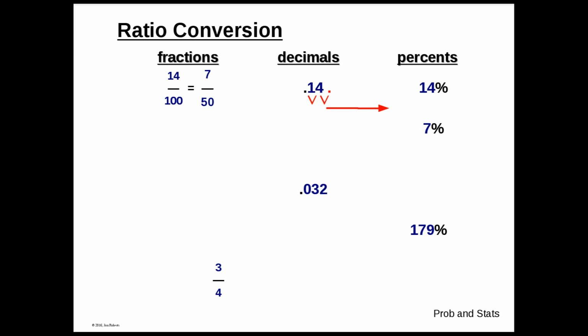7% can be written as a fraction just by remembering that percents are per 100. 7% is the same as 7 over 100. To turn a percent into a decimal, we would move the decimal point 2 places to the left, or divide by 100.